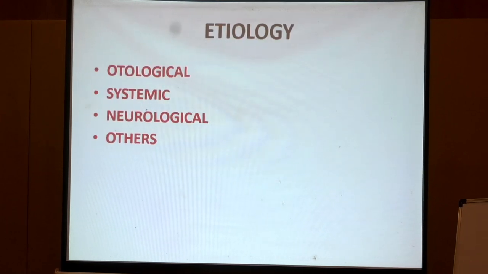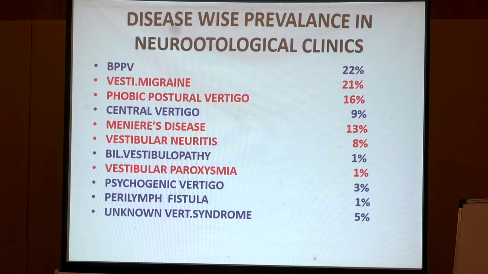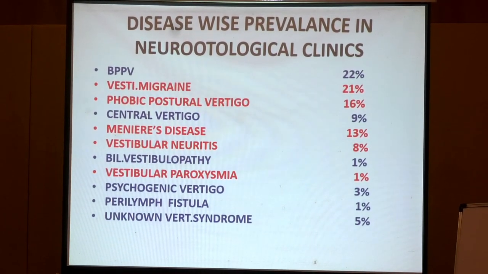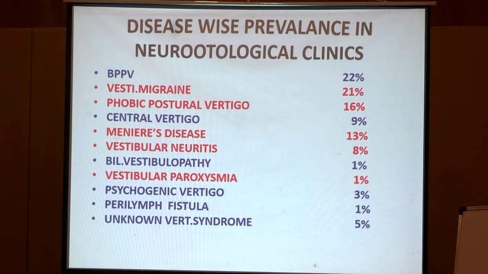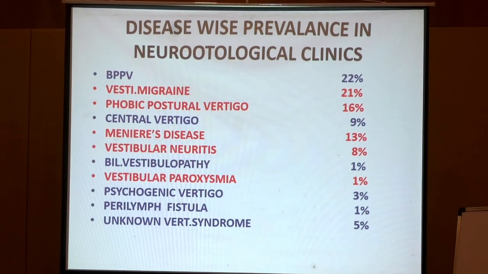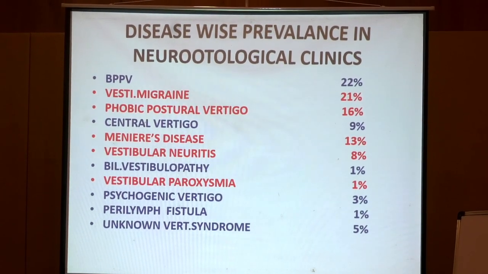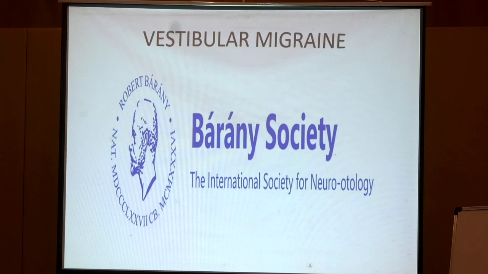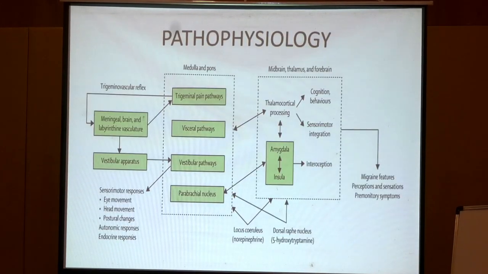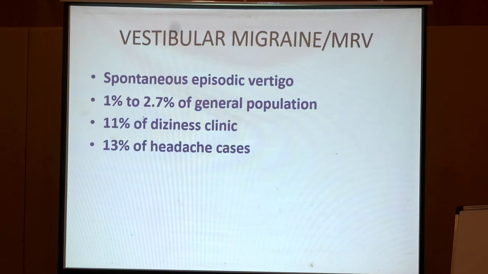These are the common etiologies involved, and this is the disease prevalence in the neuro-otological clinic, what we see in our clinics. And what I have highlighted in red are the patients who require pharmacotherapy. The vestibular migraine part was very well covered yesterday, so no need to repeat, I think. This is the spontaneous episodic vertigo patient, and 11% of the cases in the dizziness clinic are vestibular migraine cases.